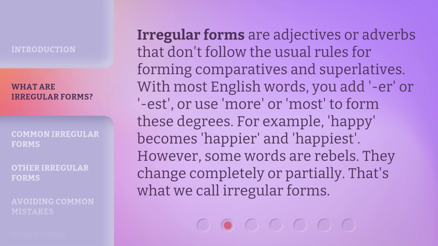Irregular forms are adjectives or adverbs that don't follow the usual rules for forming comparatives and superlatives. With most English words, you add -er or -est, or use more or most to form these degrees. For example, happy becomes happier and happiest. However, some words are rebels. They change completely or partially. That's what we call irregular forms.